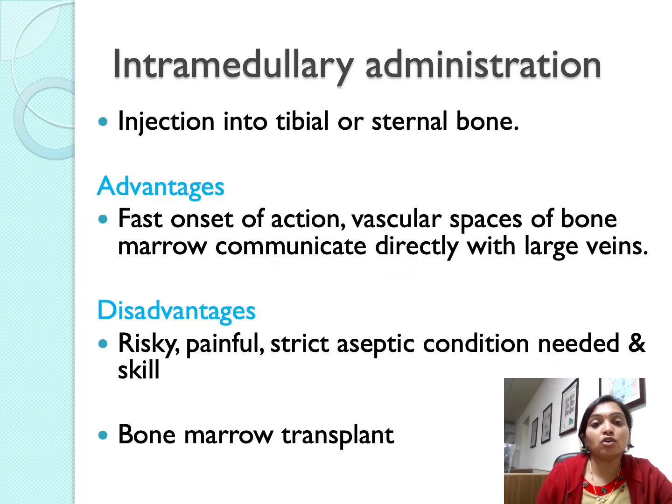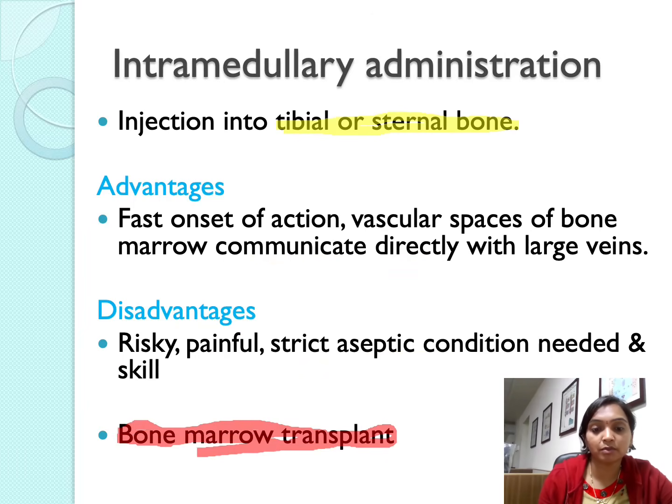Next, moving on to intramedullary, means into the medullary space of bone. Okay, the most common bone which is preferred is the tibia or sternal bone. Okay, this is the most commonly preferred bone. Why we choose this is mainly for bone marrow transplant. This is where we usually use this. Okay, bone marrow transplant.